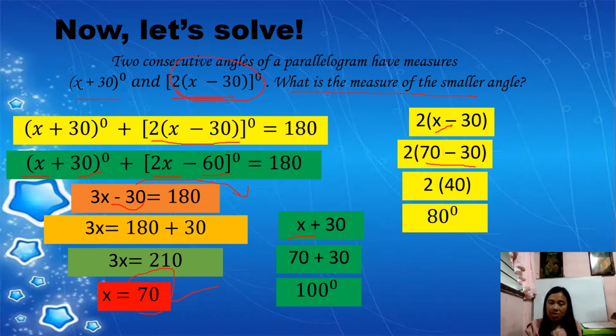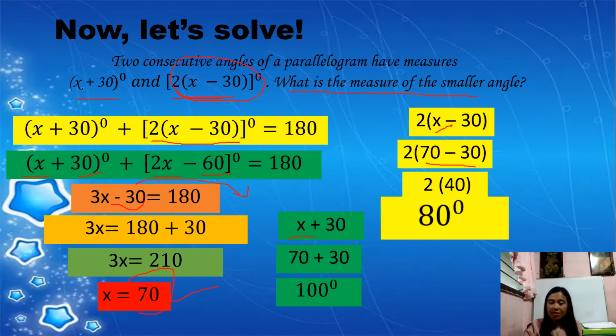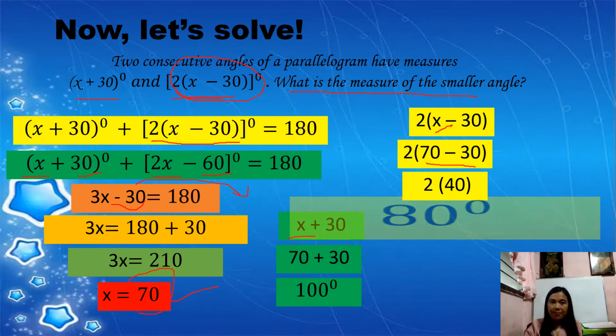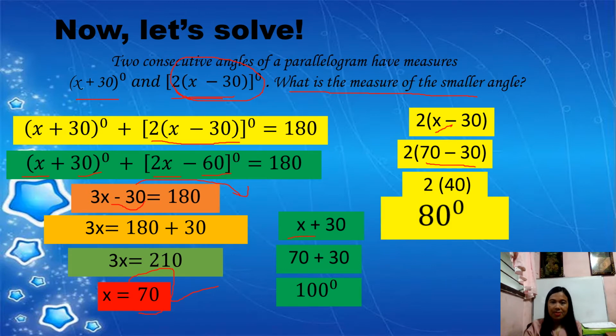Now, which of the two, 100 degrees or 80 degrees, is smaller? Of course, it's 80. So therefore, 80 is the answer to this problem. The measure of the smaller angle is 80 degrees.